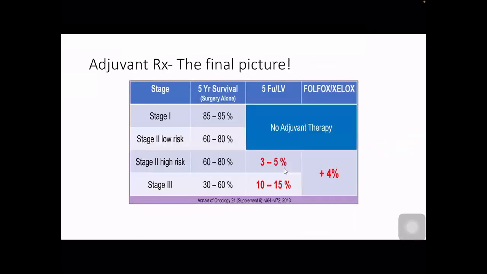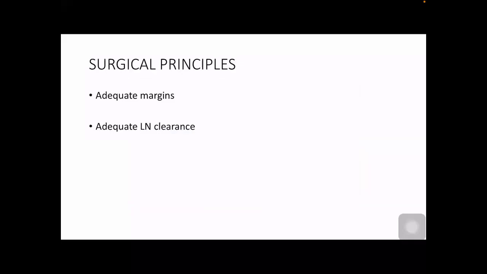Fine. So usually, as I said before, it's better to give oxaliplatin based 5-fluorouracil chemotherapy instead of giving only 5-fluorouracil and leucovorin. And this is how the Annals of Oncology has given the 5-year survival, and how the survival improves by adding adjuvant therapy with FOLFOX or 5-fluorouracil. Okay. So always remember, surgical principle, adequate margins and adequate lymph node clearance is very important for this colorectal cancer.